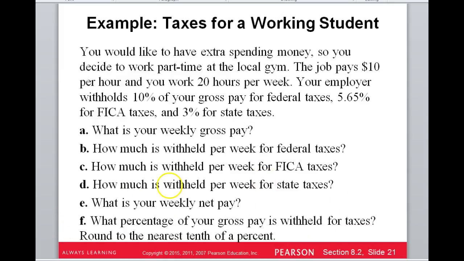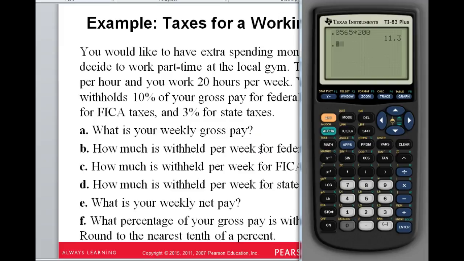All right, how much is withheld for state taxes? 3% of that 200, so 0.03 times the 200 is withheld for state. And then what's your weekly net pay? Well, you got the $200, you've got to take out the 20 for federal, you've got to take out your $11.30 for your FICA, your $6 for the state. So you're going to bring home $162.70 as your weekly net pay.